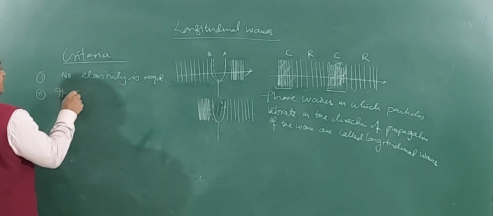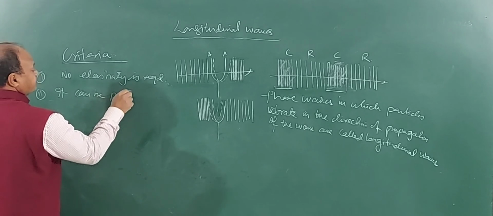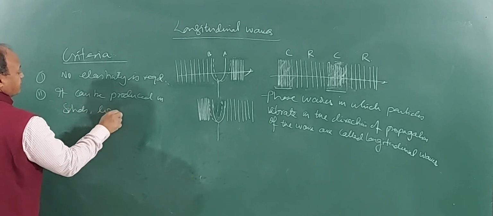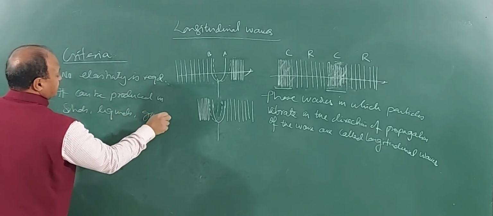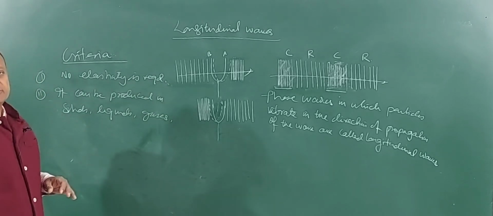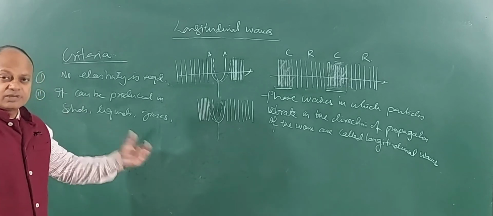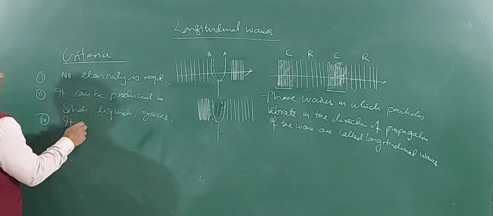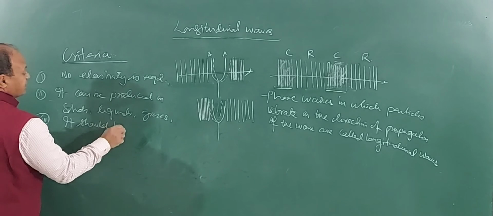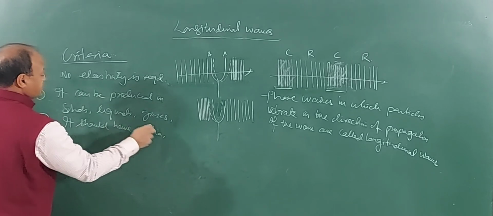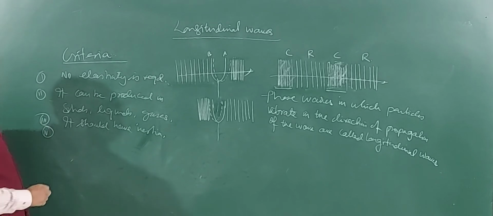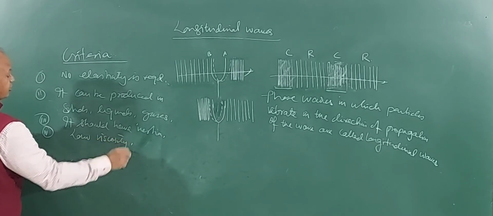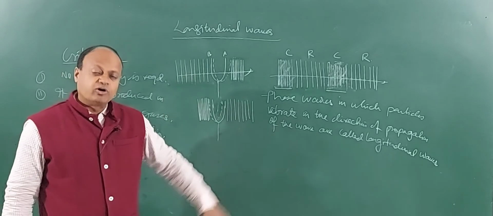That means it can be produced in solids, liquids, and gases. In all kinds of matter it can be produced, in solids also, liquids also, and gases also. And then the third universal criterion is it should have inertia. And the fourth criterion is low viscosity. Low viscosity is always desirable because low viscosity will ensure that the wave is able to propagate over a long distance.